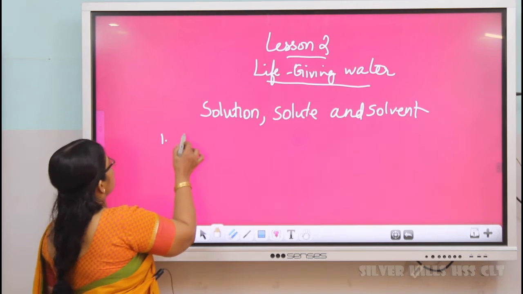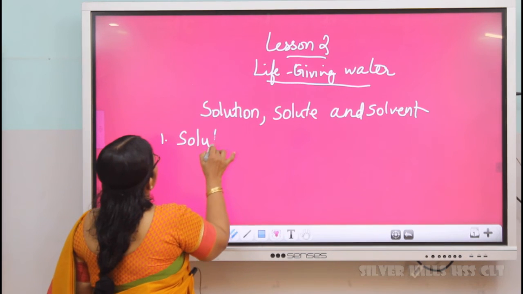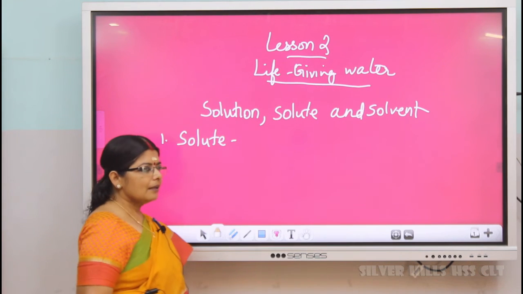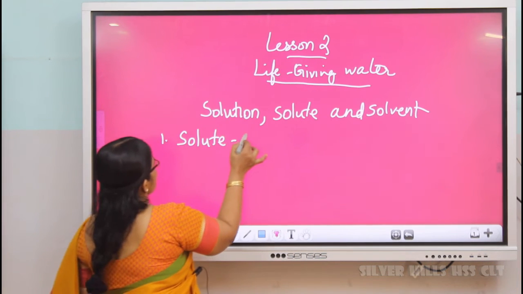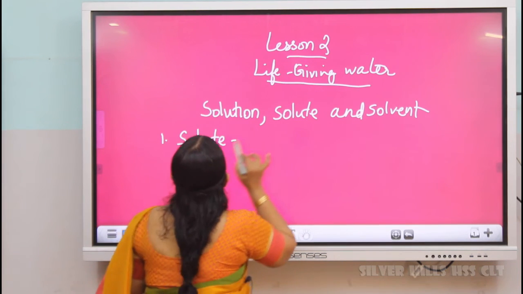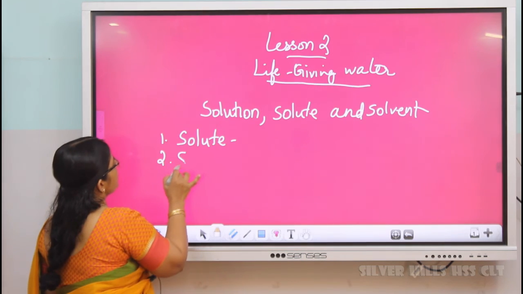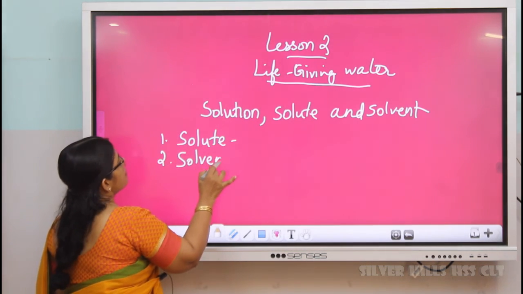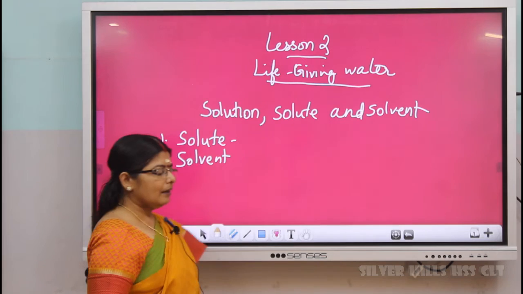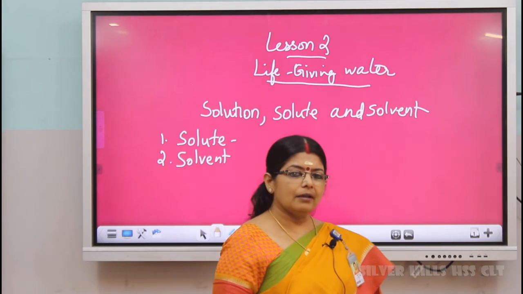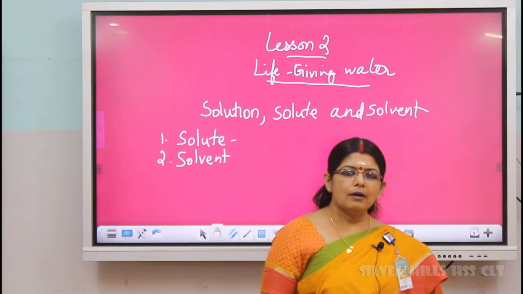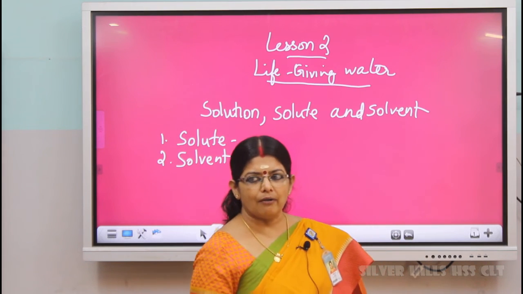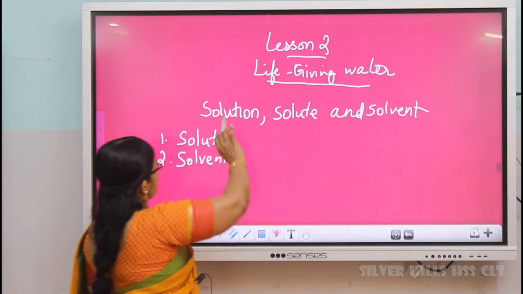Then what is a solute? Solute is the thing mixing in the solvent. It is the substance we mix in the solvent. Then what is a solvent? Solvent means the liquid in which the solute dissolves. So, by mixing a solute and a solvent, we get a solution.